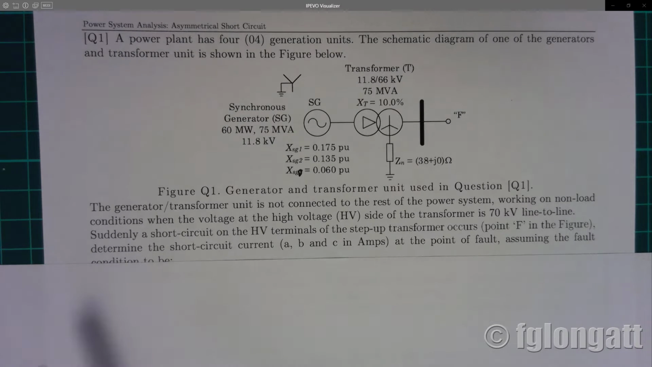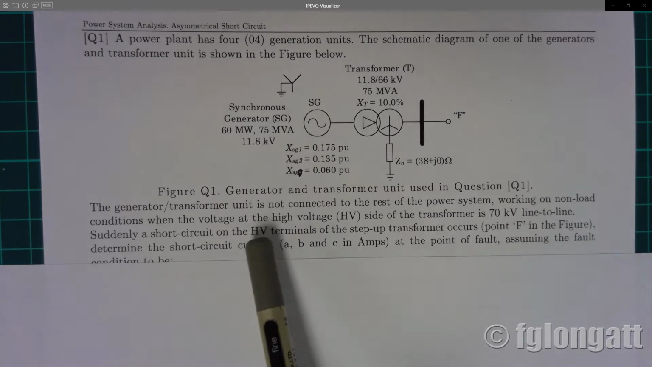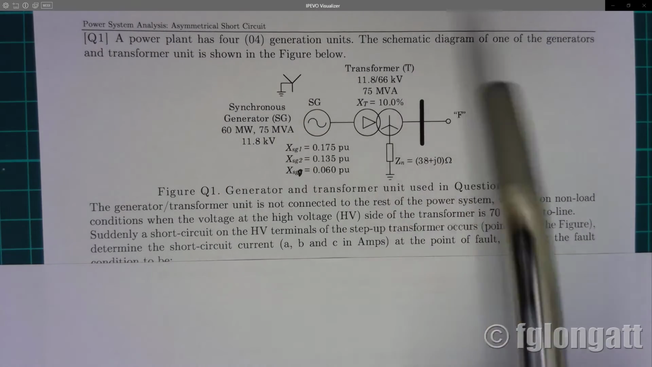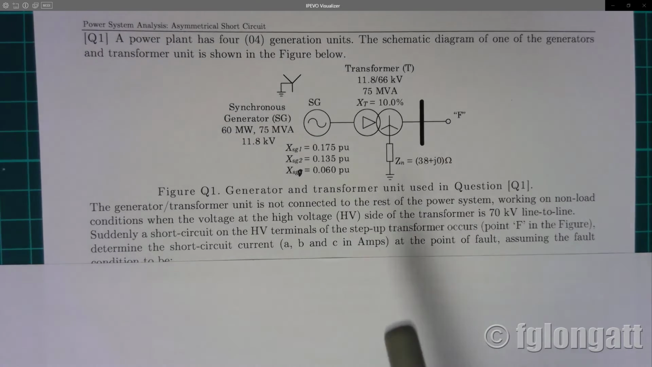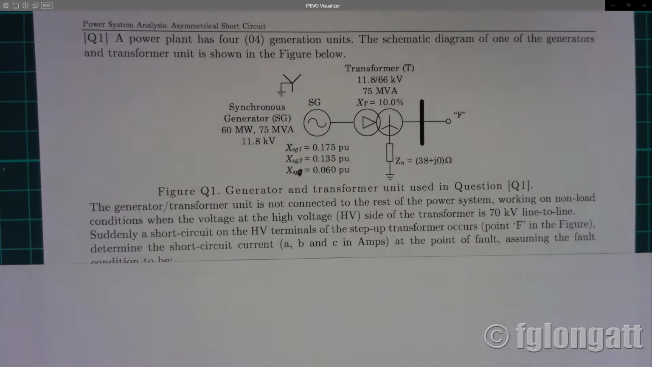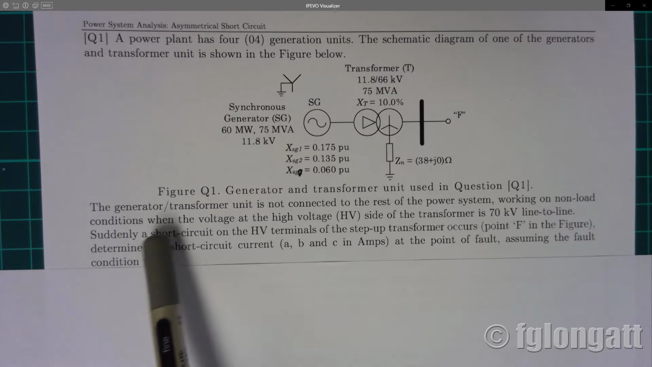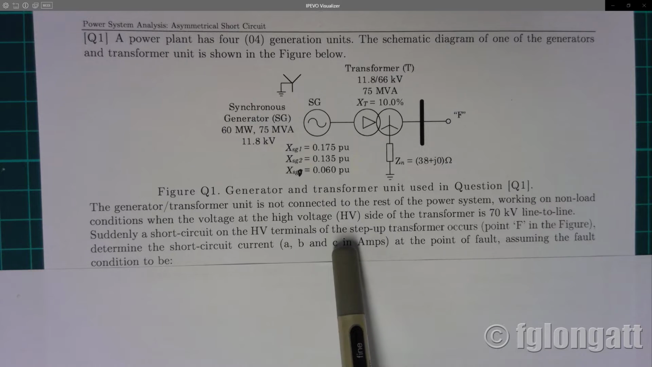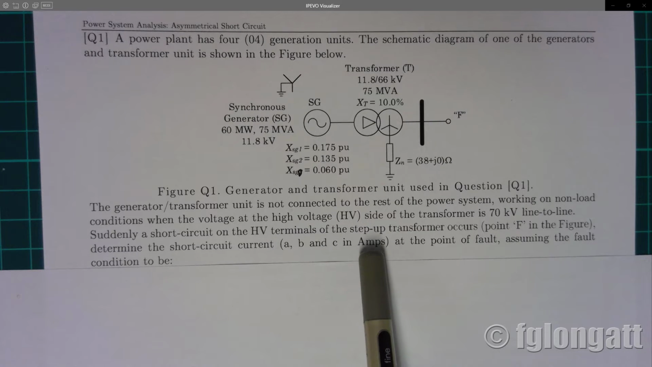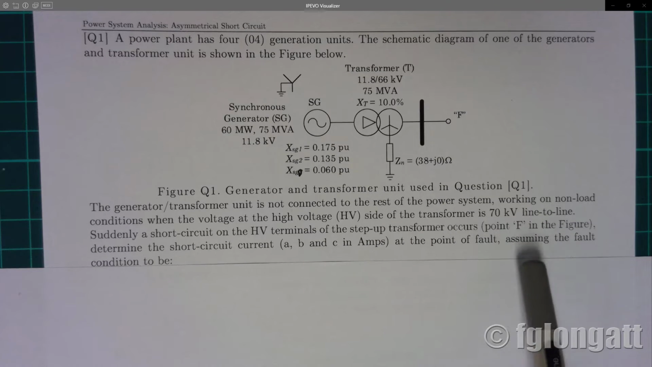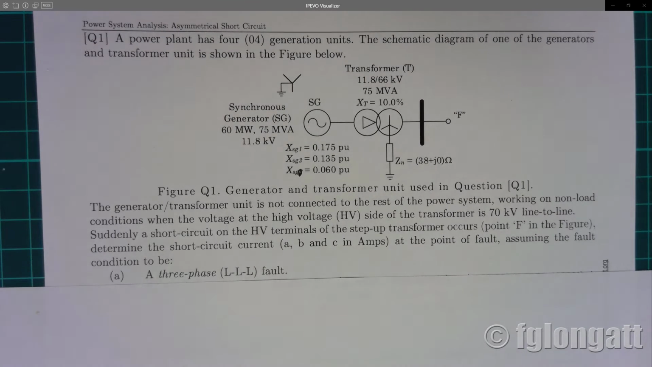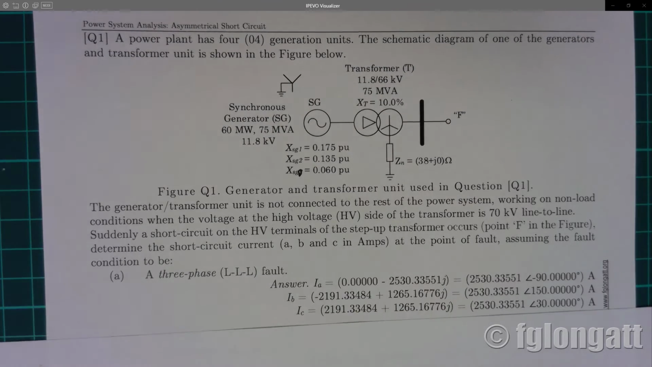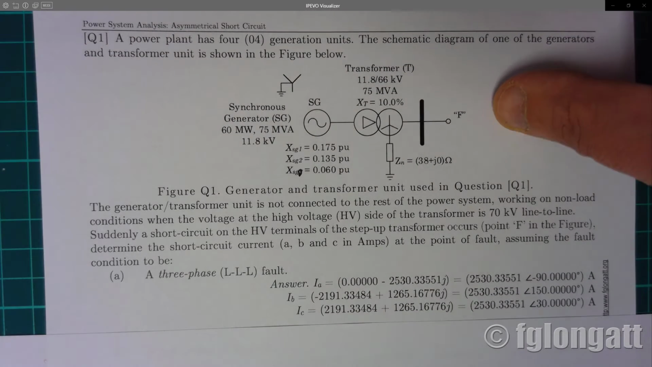Suddenly we have a short circuit at the high voltage terminals of this transformer, specifically here at this point F, and we want to calculate the short circuit currents, of course A, B, and C, in amps, real units. The first question is related with a three-phase fault. And over here, you can see the results.